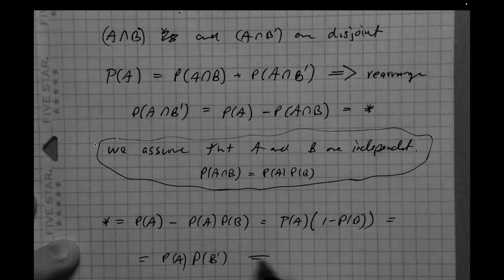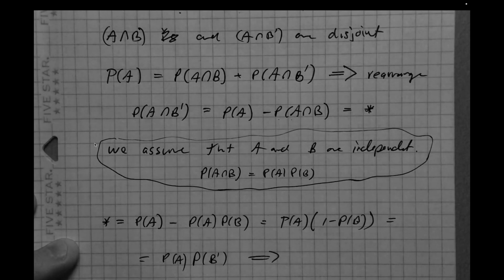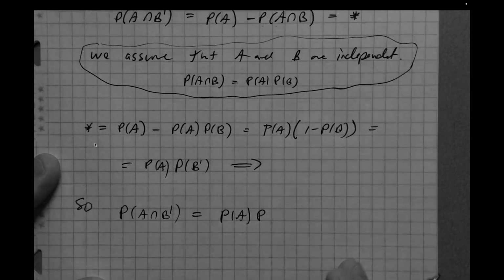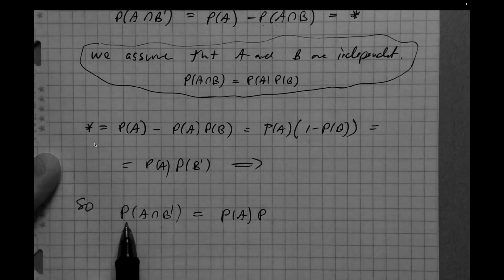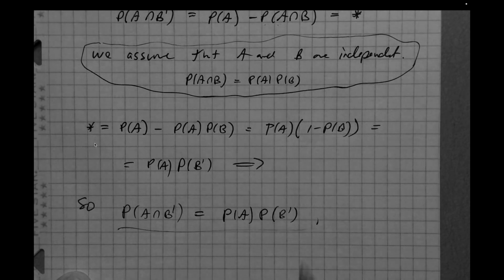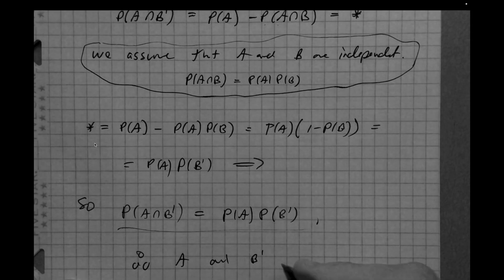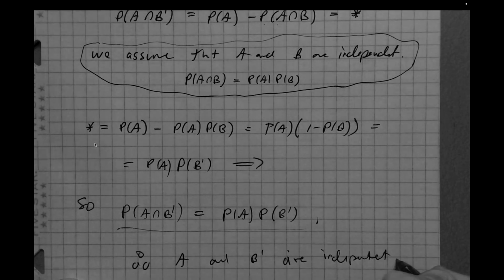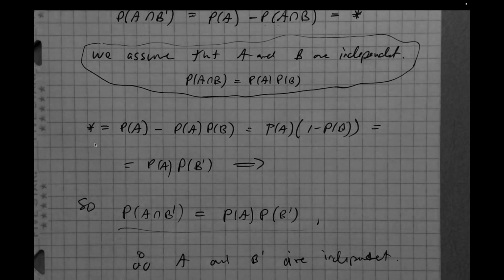And there we have it. Let's summarize. The probability of A and not B is equal to the probability of A times the probability of not B, and that's the definition of independence. So A and not B are independent. That is a way to show that.